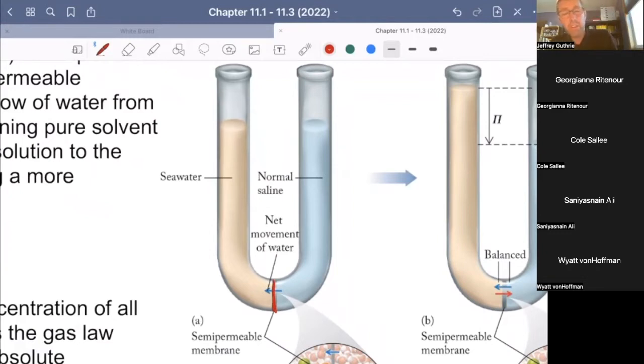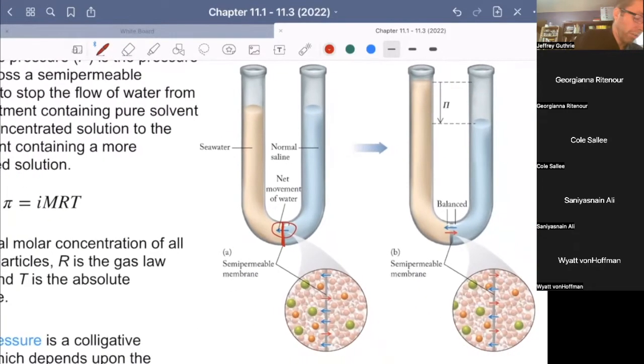It's separating two different solutions. One is normal saline, so in this case it would have a higher concentration of water than the seawater does. The reason I know that is because the arrow right here shows me which way the solution is going. Remember, it goes from a high water concentration to a low water concentration, or from low solute to high solute concentration. So the seawater has to have more salt in it because the water is moving across that membrane from the right side to the left side.